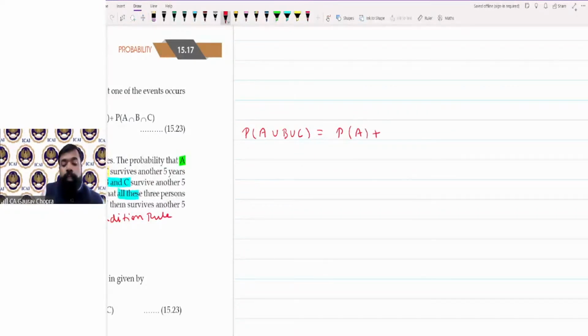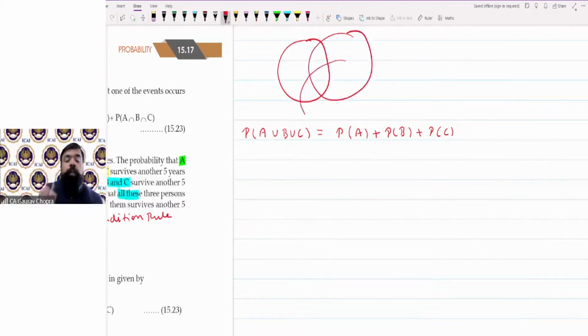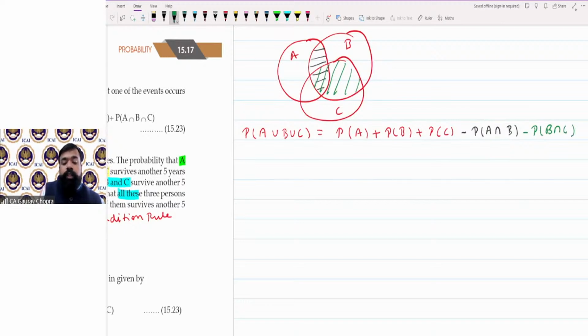plus probability of B. Now there is a challenge. What is the challenge? There is something common between them. First of all, A and B have something common, so we will reduce the common portion of A and B. So minus A intersection B. Also, B and C have some common portion, so we will also subtract B intersection C. Also, A and C have something common, so we will also subtract A intersection C.